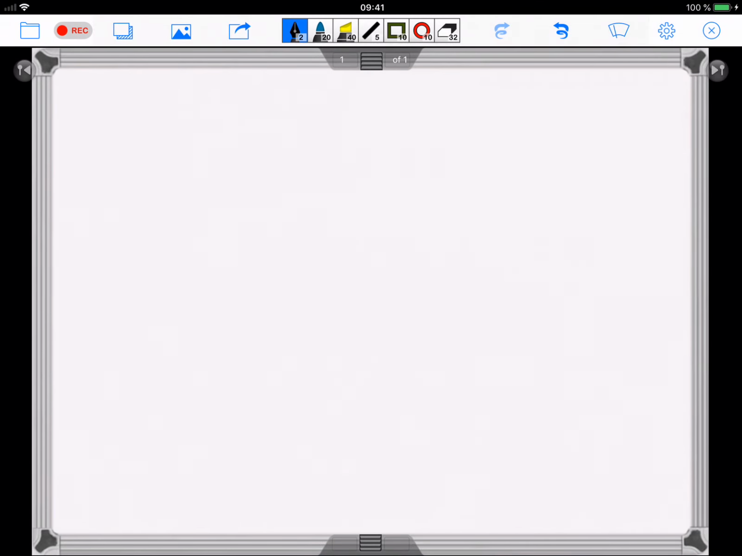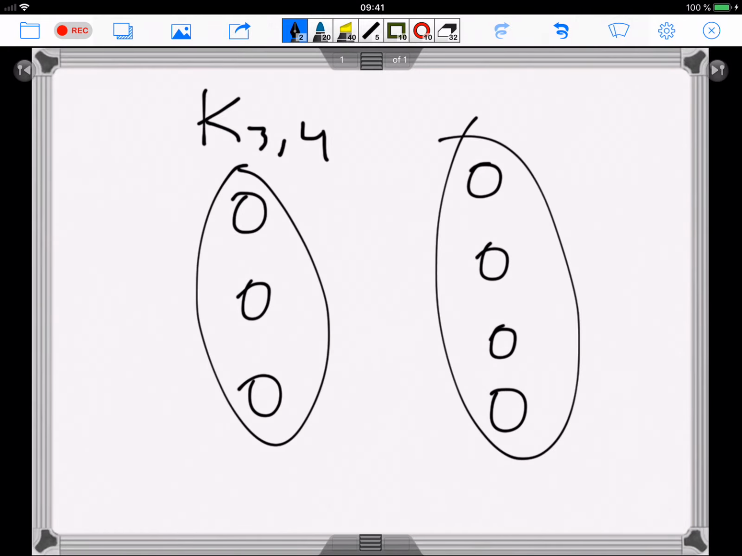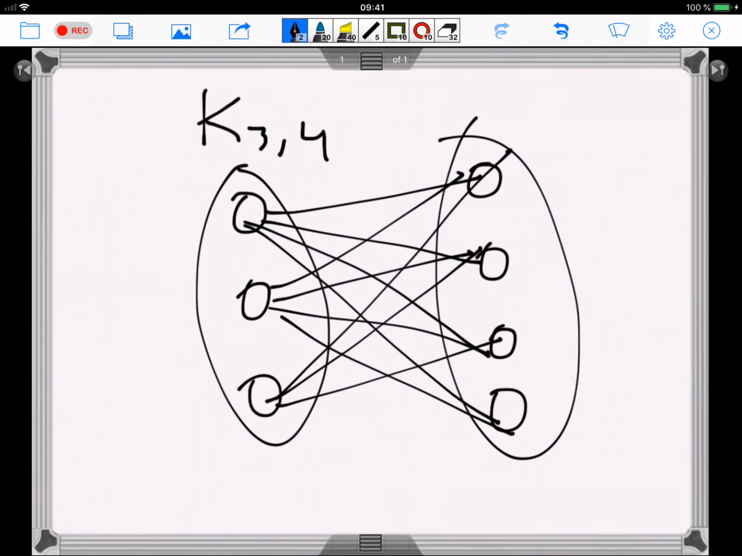we can have K3,4, which has 3 vertices in one part, 4 vertices on the other part, and all the vertices are connected to the vertices in the other part. Okay, so this would be K3,4, and this is the only complete bipartite graph with 3 vertices in one part and 4 vertices in the other. There are no other possibilities.